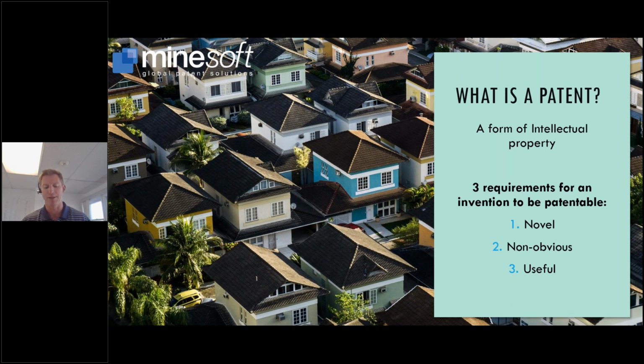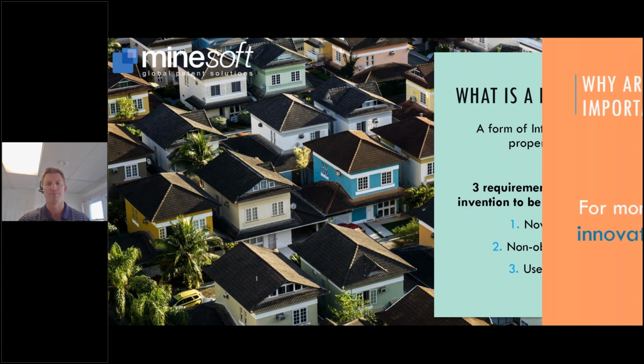It must be non-obvious. So it must not be an obvious solution. It must not be something that a professional in your technological field would find and be able to put together on their own. And last, and this may seem like common sense, it must be useful. So there must be proof. You must show proof that it works to solve the problem that it's intended to solve. When those three requirements are met, that is what is needed for an invention to become patentable.